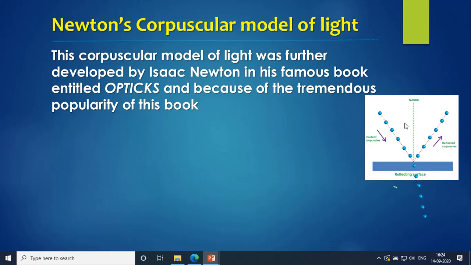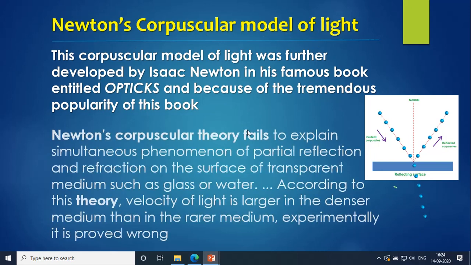And if you see this picture here, these elastic particles are hitting the refracting surface and changing direction when entering the second medium. But the only drawback of this Newton corpuscular model of light was that he also agreed to the point that when light is entering into the denser medium, speed increases.